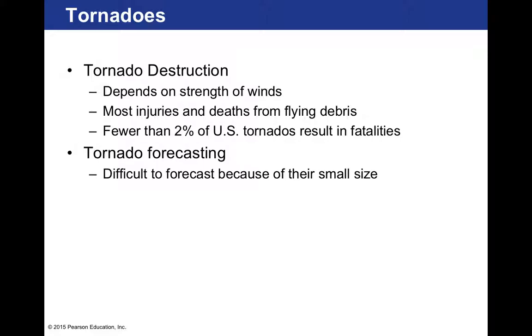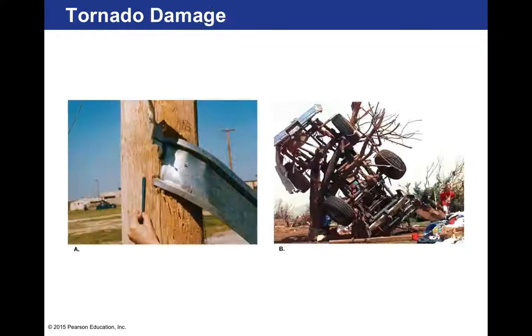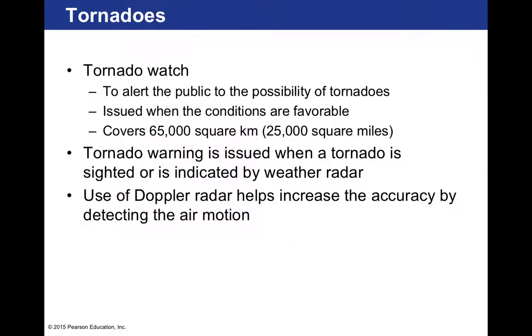Tornado warnings and tornado watches are always issued when a supercell is formed, and Doppler radar can actually see that these things are happening. And these are just some pictures of tornado damage. So a tornado watch is just a way to alert the public to the possibility of tornadoes, and they are issued when the conditions are favorable. And they cover a huge swath of areas, upwards of 25,000 square miles.